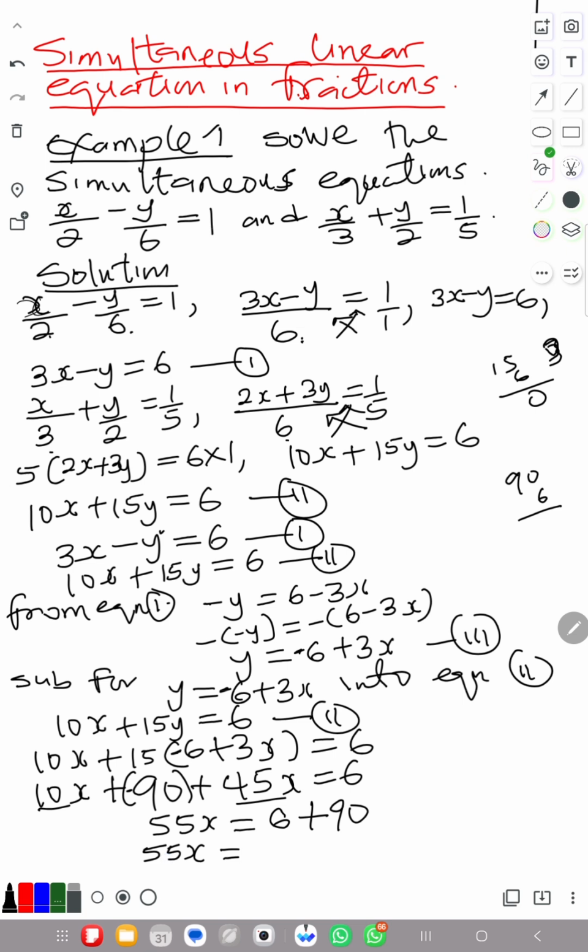55x will now be equal to 96. So x will be equal to 96 divided by 55, which gives us one whole number, 41 over 55. So this is our value for x. x is equal to one whole number 41 over 55. This is our value for x.